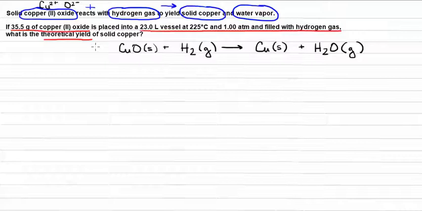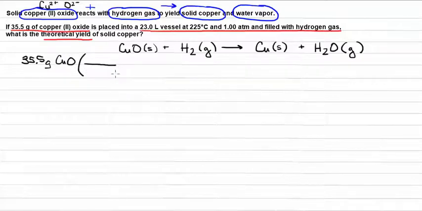So in a limiting reactant kind of question, what you do is you start with each one of the reagents and then figure out how much of the product is formed in both cases and then do a comparison. So first we're going to start with the 35.5 grams of copper(II) oxide.